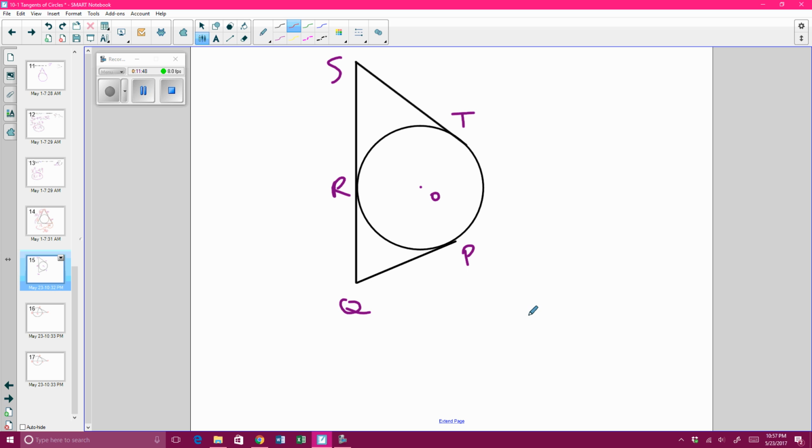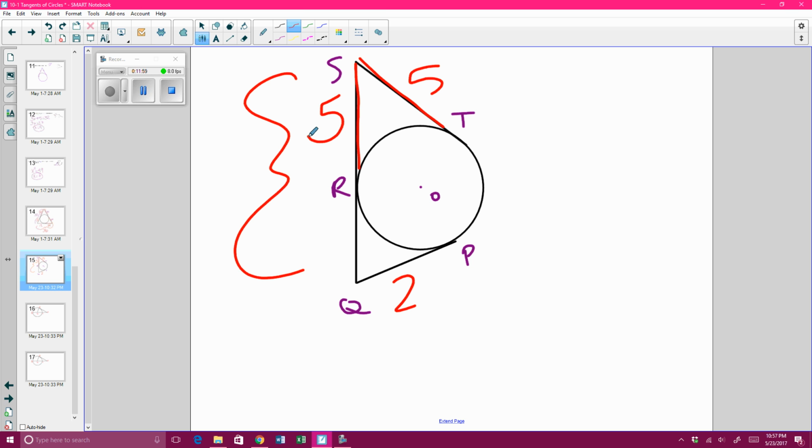Same thing for this one. It tells you that ST is 5, QP is 2. And we're looking for SQ, which is the length of this entire thing. So take 5, copy it over here, take the 2, copy it over here. 5 plus 2 equals 7.